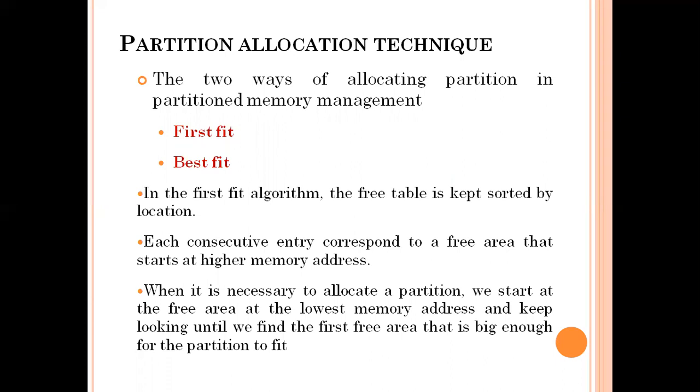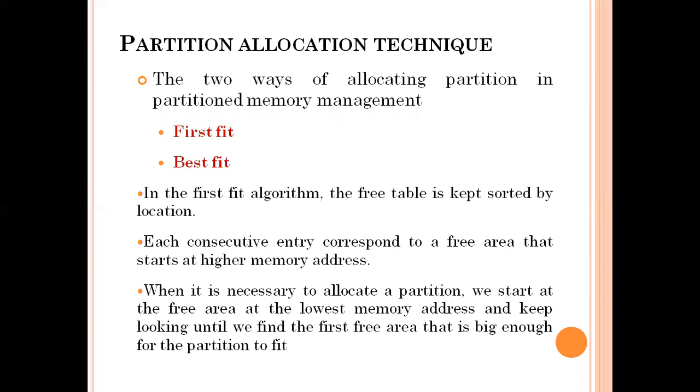So there are two different ways of allocating partitions in partition memory management. After the memory is divided into a number of partitions, several partitions may be in free status, and there may be several jobs. Then for a particular job, which partition can be best allocated? These things are decided by two different partition allocation techniques. The first one is first fit and the second one is best fit.